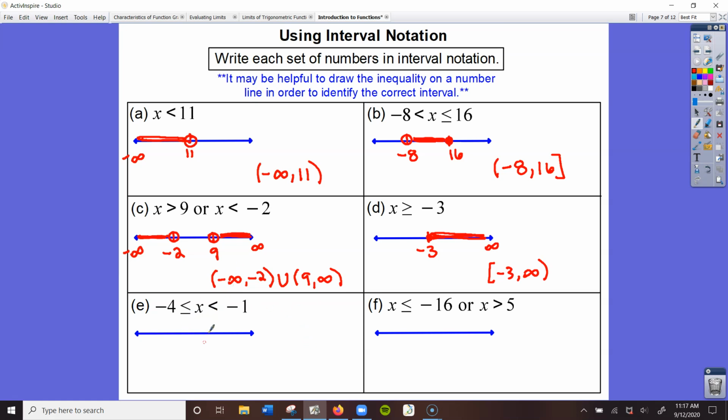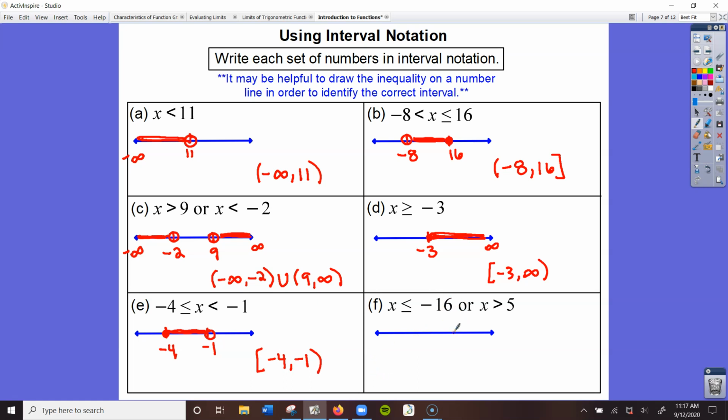For E, E is similar to B. We're going to put both numbers on the number line, negative 4 and negative 1. The negative 4 is included, the negative 1 is not. And you see that x is in the middle, so that's that middle section here. So our domain would be bracket, negative 4 to negative 1, parentheses.